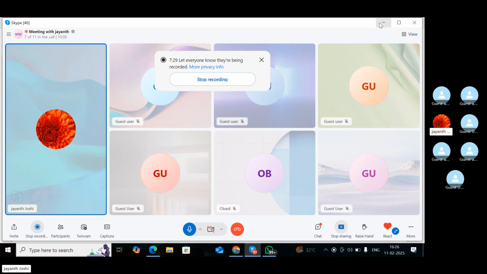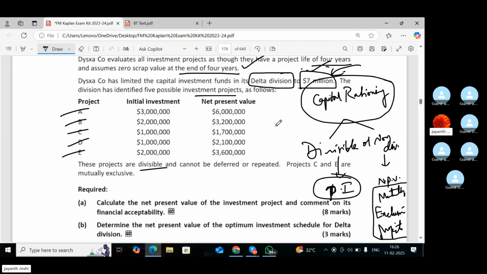Yeah, we have to see which is the best one. As per the ranking, in that way we need to start allocating our capital. And then project C and E are mutually exclusive. That means you cannot take both C and E. Out of C and E you can only pick one. So that too we will see after ranking which one we need to be taking. Okay, so let's move forward.